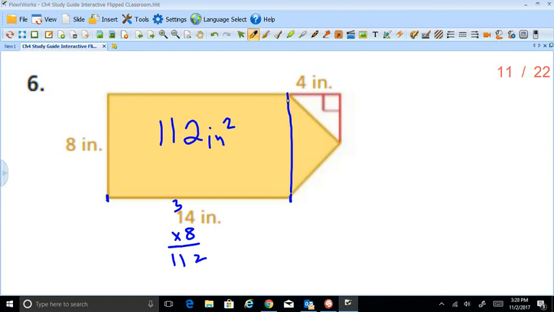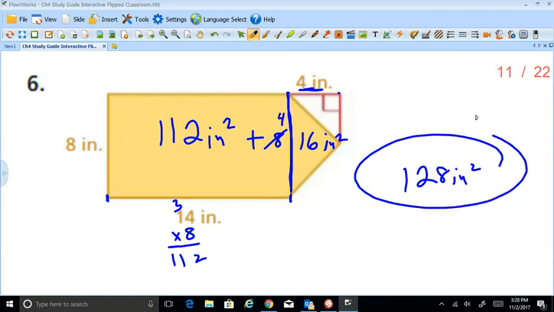The triangle from the top down, the height is 4. They show me the height from here to here is 4 inches. And I know this base right here is going to match the left side of the rectangle, which is 8 inches. So half of your base times your height. So half of 8 is 4, and 4 times 4 equals 16 square inches. The entire shaded figure is going to leave me, when I add them together, 128 square inches.